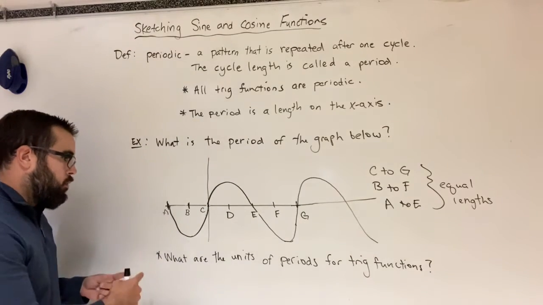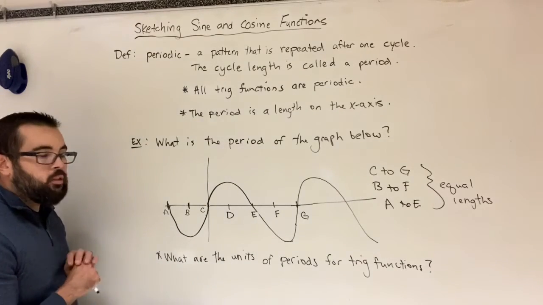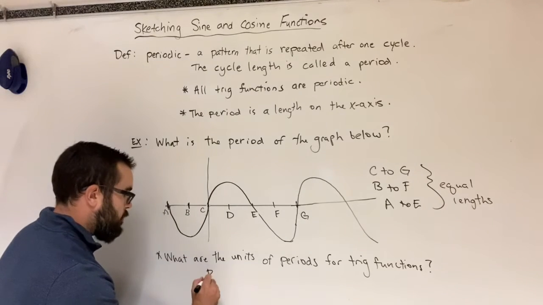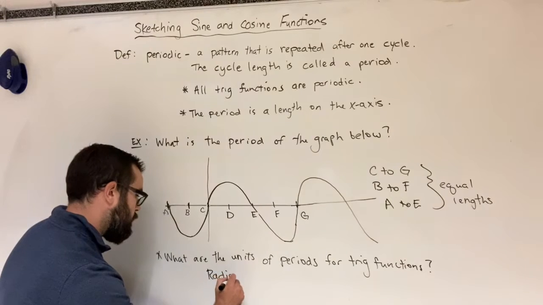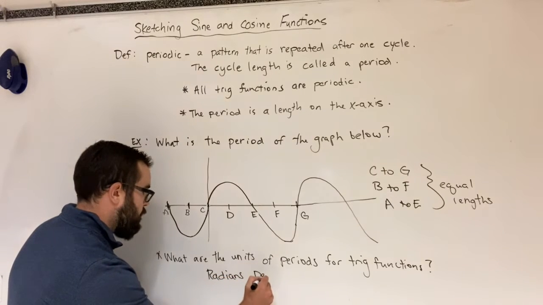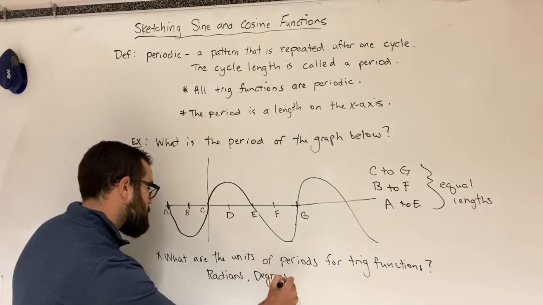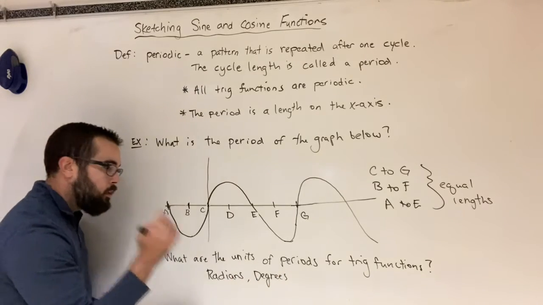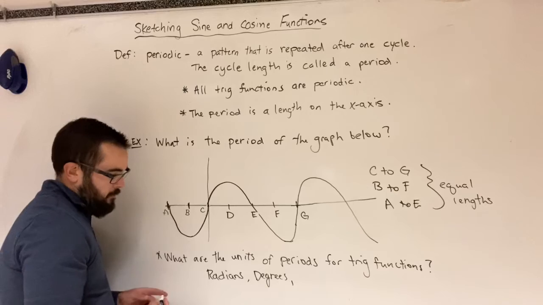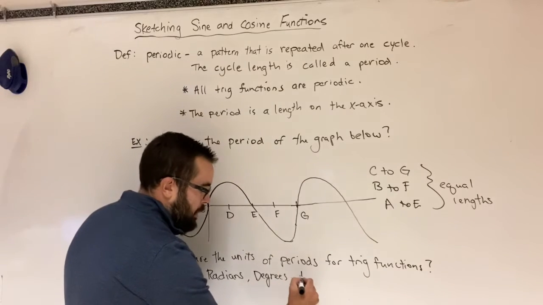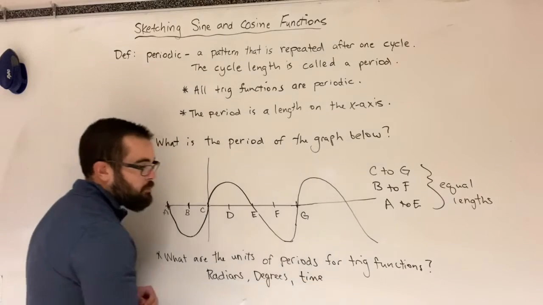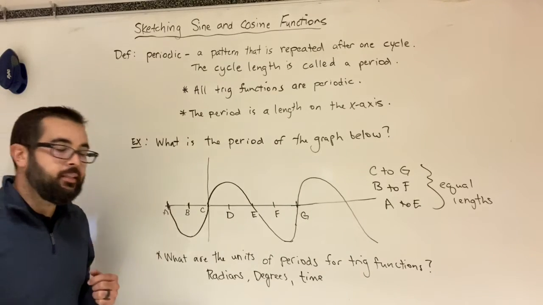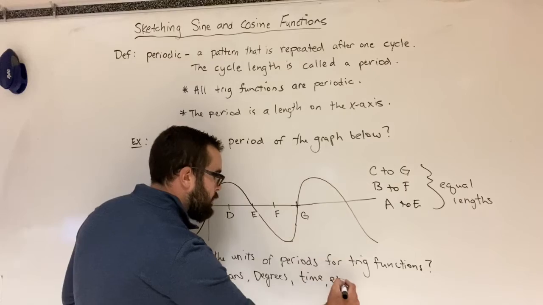So what are the units of periods for trig functions? We could have radians. We could have an equivalent, still angles, but in degrees. Or we could have time. When we do some application problems, we could have time on the x-axis. It's whatever's on that x-axis. So I'm going to write etc.